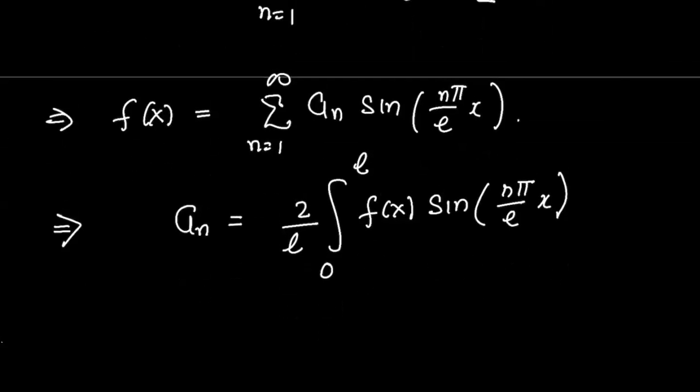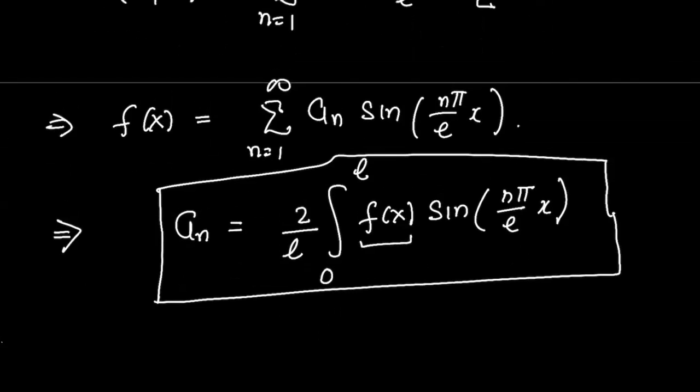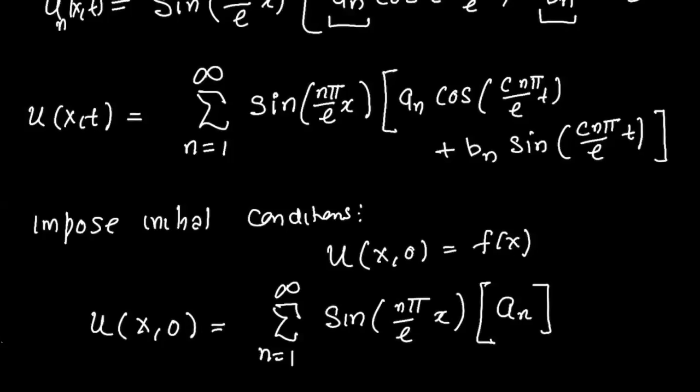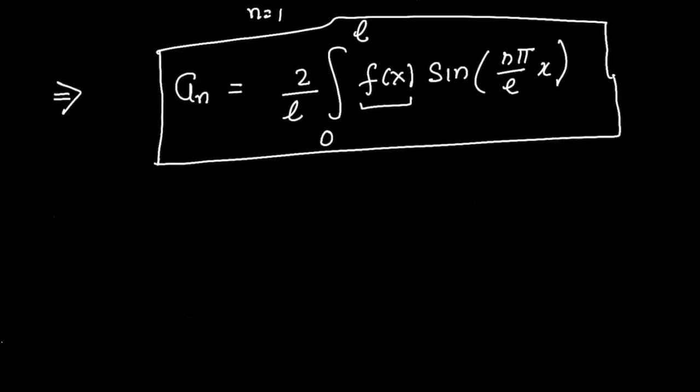And so this is your a_n. We were able to calculate the a_n in terms of f(x). If you have the initial condition, we can calculate the a_n of the solution, but we still need to know how to calculate the b_n. So for the b_n, we need to impose this condition u_t.